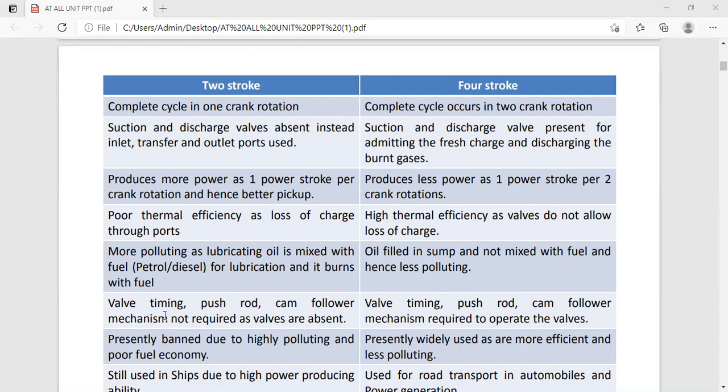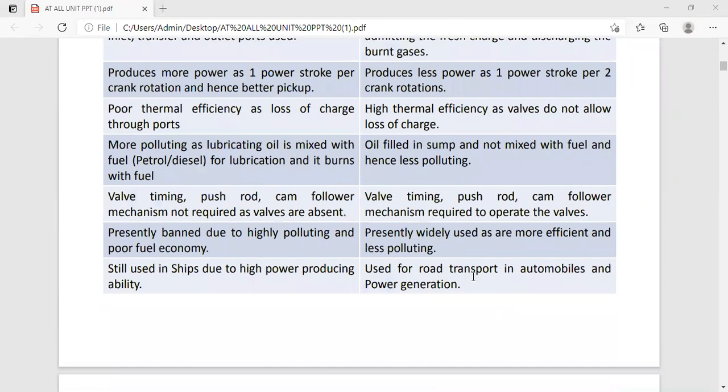Next, valve timing, push rod, cam follower mechanism not required as valves are absent. But in case of the four stroke, the valve timing, push rod, cam follower mechanism is required because here we have to operate the four stroke on the valve mechanism. Next, two stroke engines are presently banned because they are highly polluting and have poor fuel economy. But the four stroke engines we are widely using because they are more efficient and less polluting.